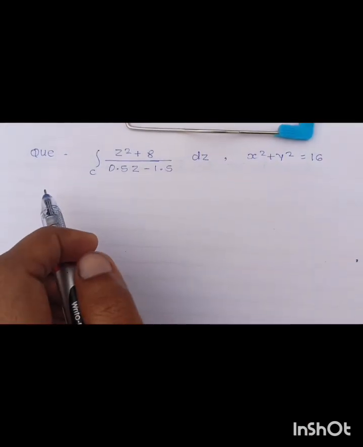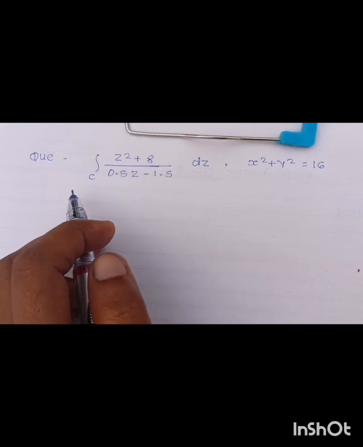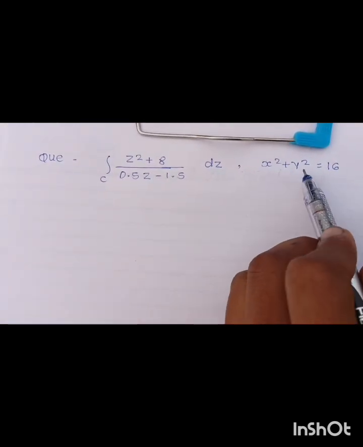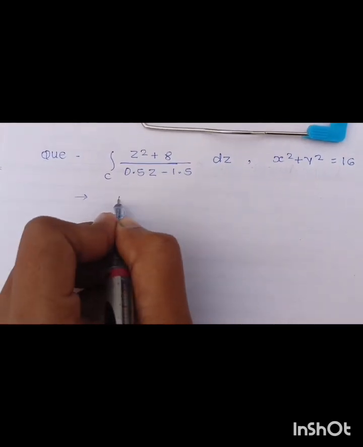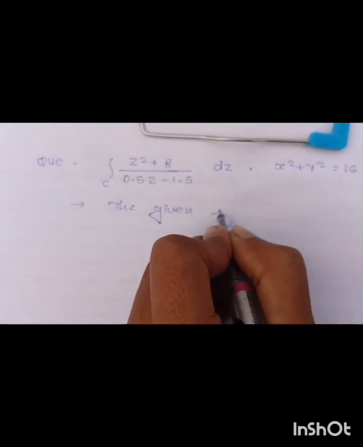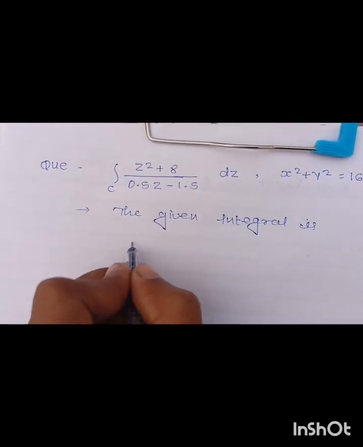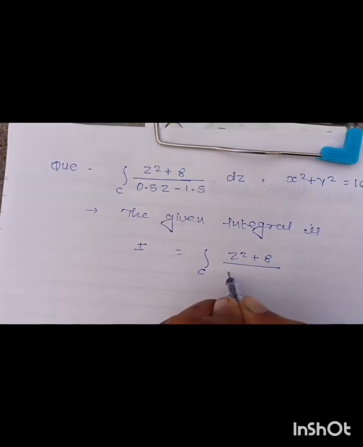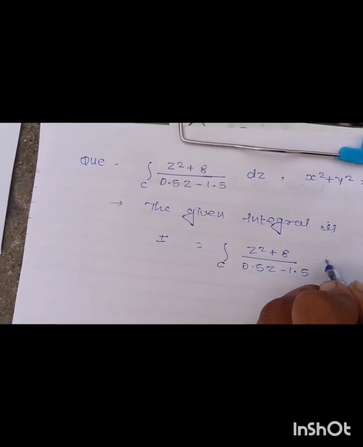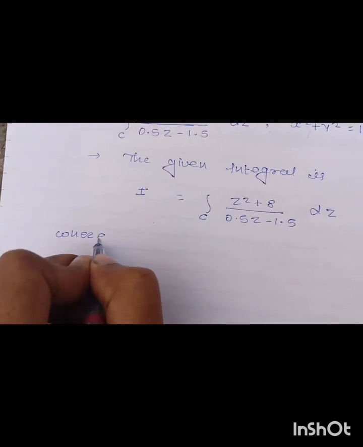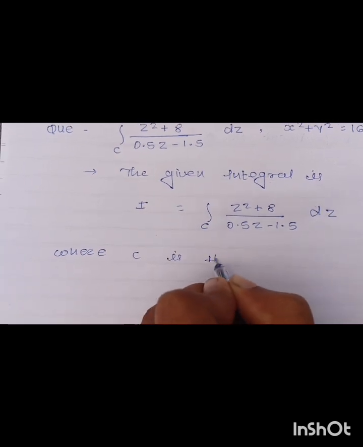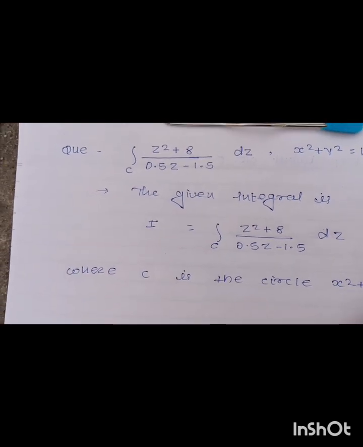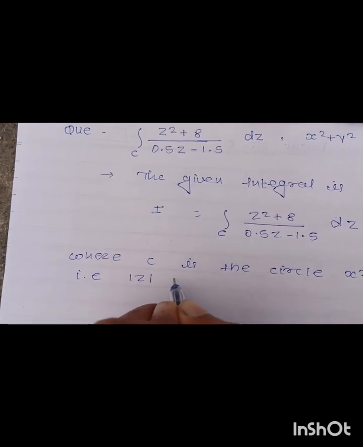I will now walk you through the step-by-step solution of the given problem. Let's begin. So this is the question we are going to deal with, which is the integral over c of z square plus 8 divided by 0.5 z minus 1.5 dz, where x square plus y square is equal to 16. So the given integral is I is equal to integral over c of z square plus 8 divided by 0.5 z minus 1.5 dz, where c is the circle x square plus y square is equal to 16. So we can write mod z is equal to 4.